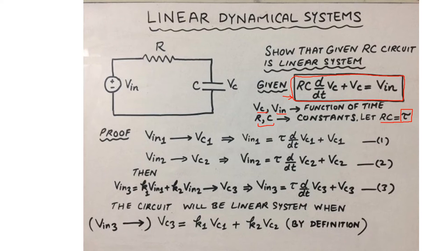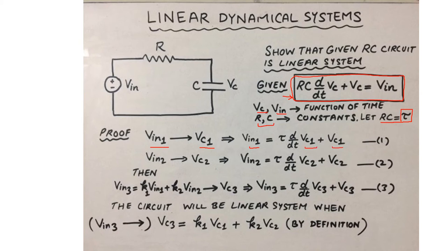The proof will proceed by saying that, let's say, there is an input Vin1 to the system, and that will give us an output VC1. If this is the case, then it is clear that if we plug Vin1 in as the input to the differential equation, then the output should be replaced by VC1.